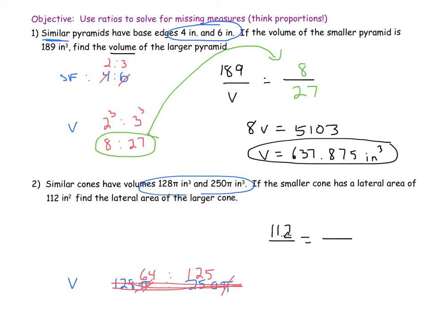Get my pen ready. Okay, that's supposed to be a 2. We're just going to go with it. 112 square inches for the lateral area of the smaller cone. I want to find the lateral area of the larger cone. I'm just using A for my variable. Use whatever letter you want.